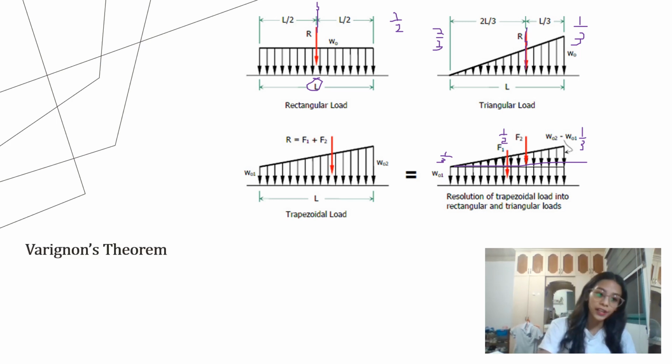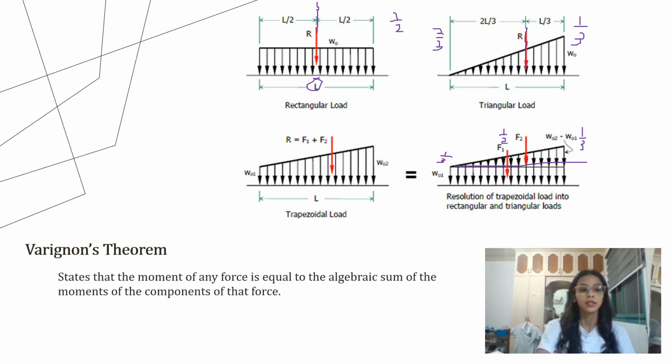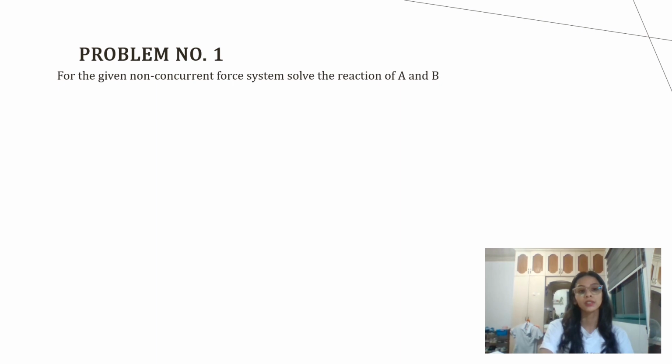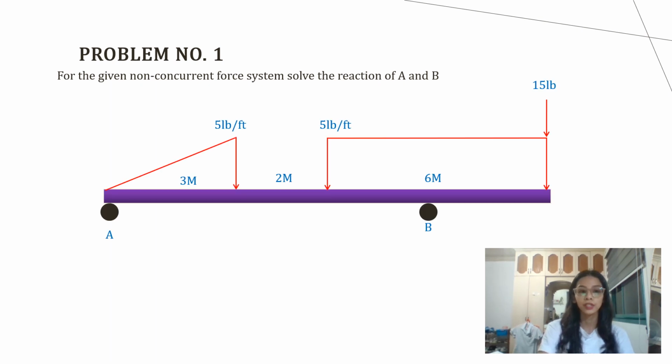So Varignon's theorem states that the moment of any force is equal to the algebraic sum of the moments of the components of the force. So we have here a given problem that says, for the given non-concurrent force system, solve the reactions at A and B. So here's our figure.